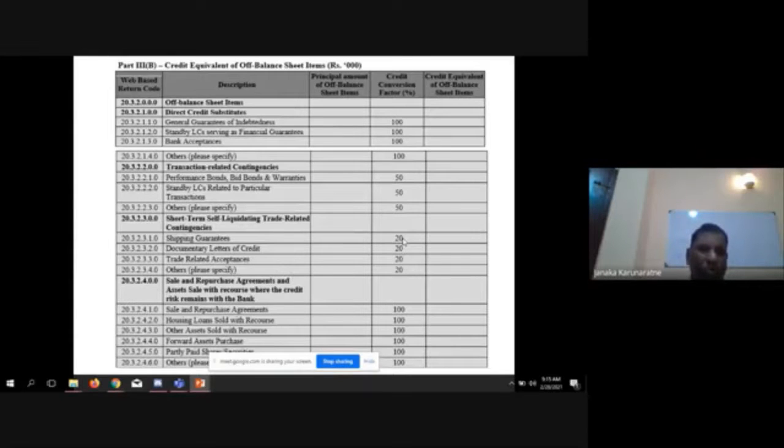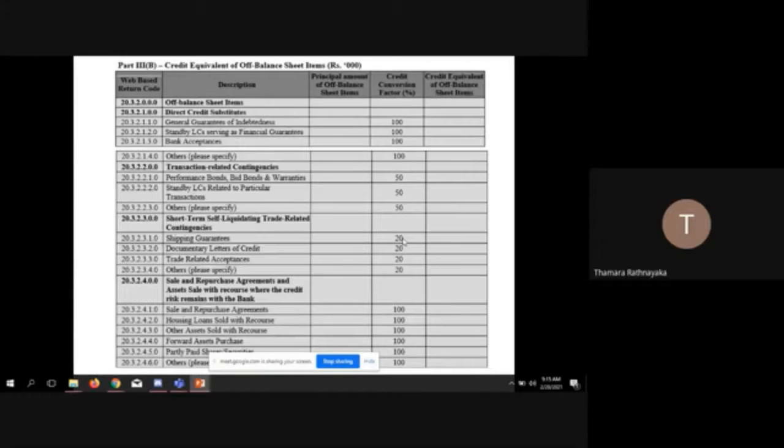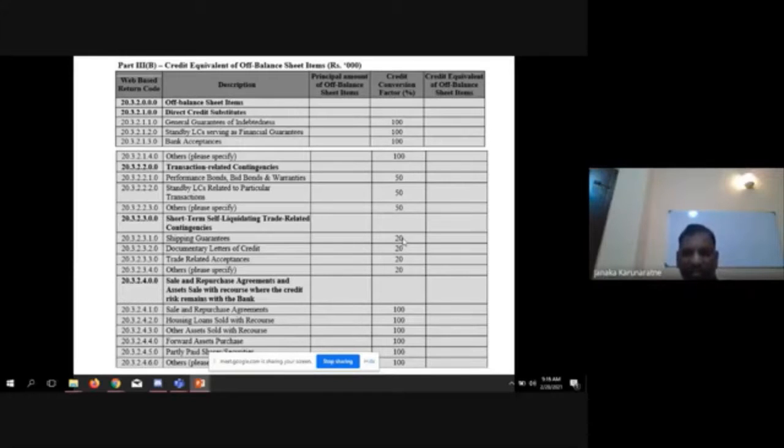Now shipping guarantee is an off-balance sheet item. So first you have to convert it into an on-balance sheet exposure. How do you convert into on-balance sheet exposure? Using the credit conversion factor. For a shipping guarantee, the regulator has said the credit conversion factor is 20%. So this 300 million guarantee, what is your on-balance sheet exposure? 300 million into 20%, which is 60 million. Now that is not the risk-weighted value. That is the on-balance sheet exposure. That's why it says credit equivalent of off-balance sheet items.